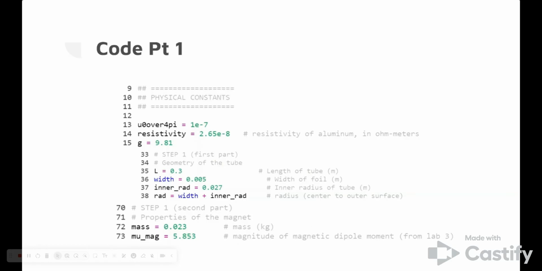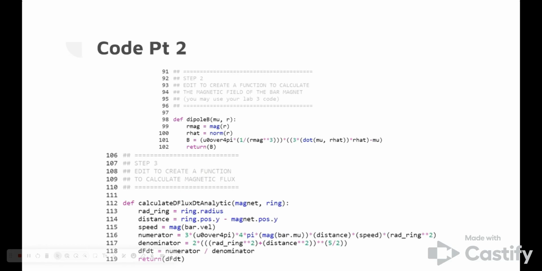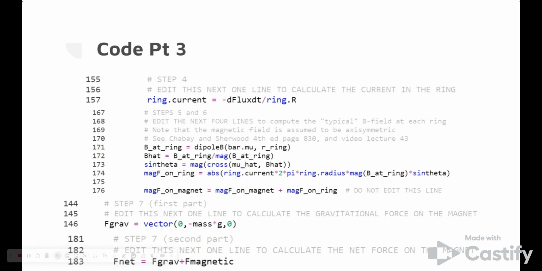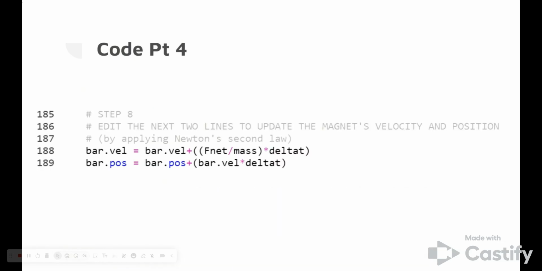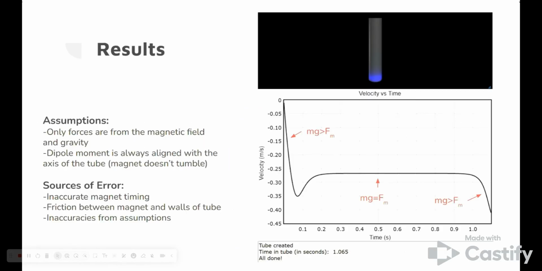Some code. Here we have our physical constants being declared, the properties of the magnet, and then we created a function to calculate the magnetic field of the bar magnet. Then we created a function to calculate the magnetic flux. Then we calculated the current in the ring. Then we computed the typical B field at each ring. Then we calculated the gravitational force on the magnet and then the net force on the magnet. After that, we updated the magnet's velocity and position.